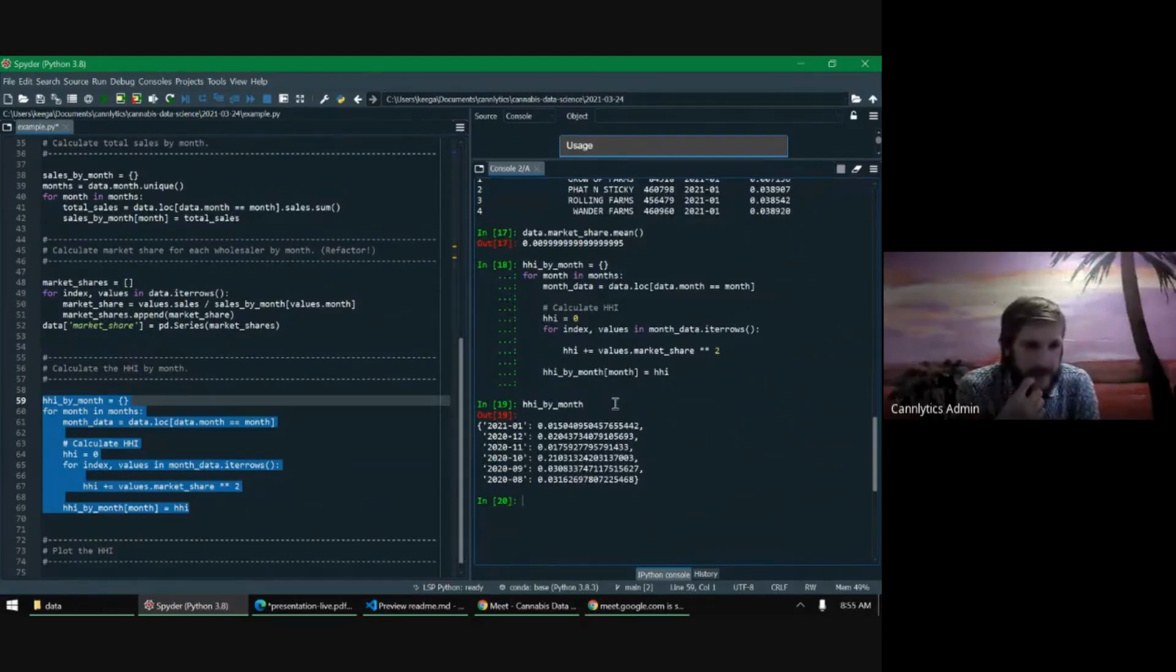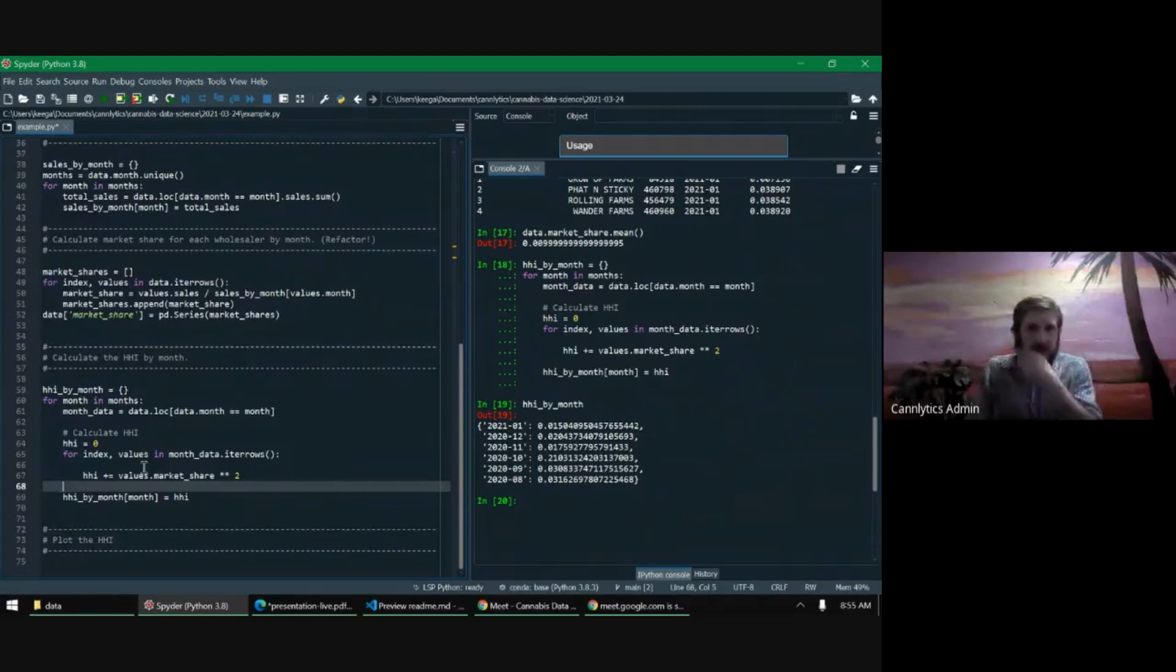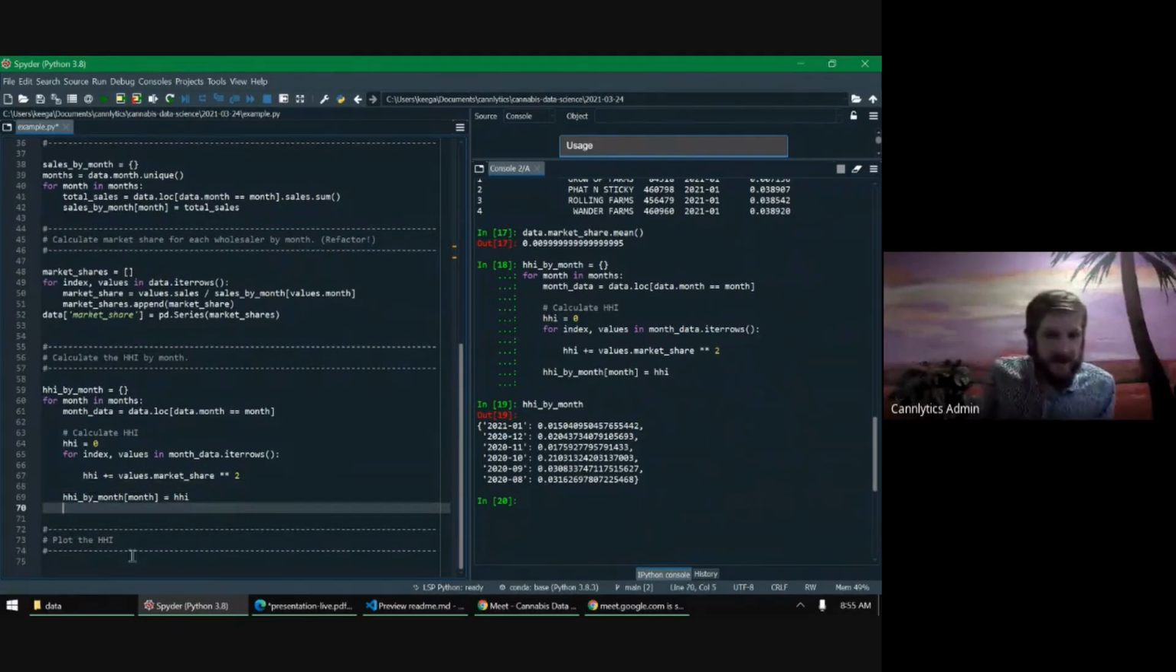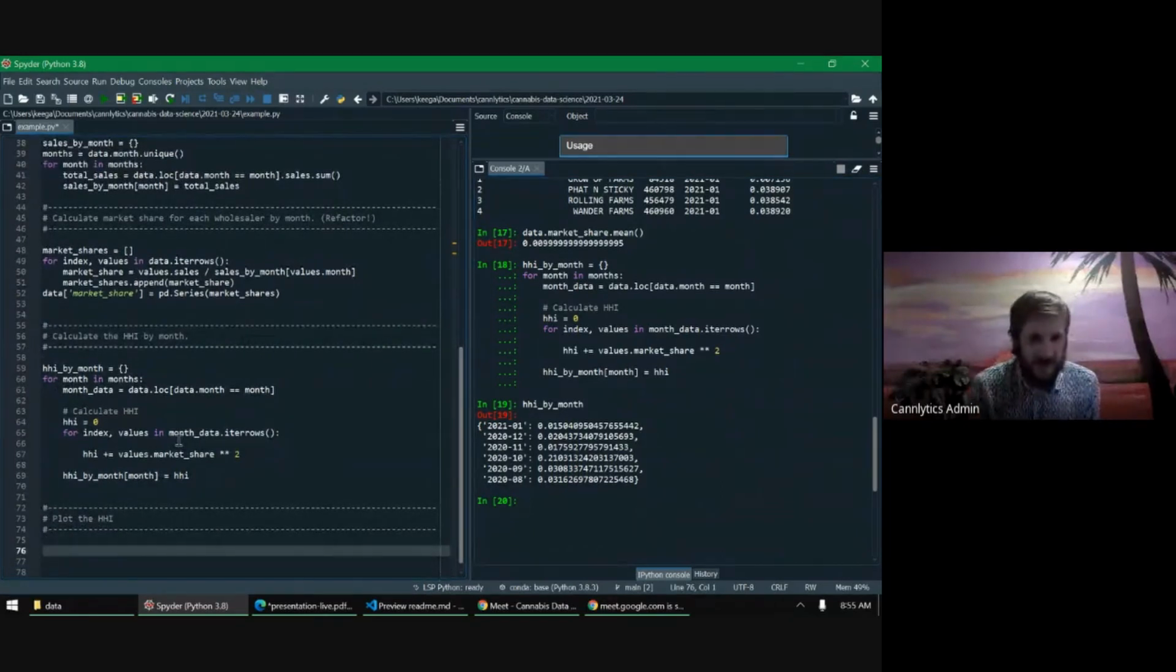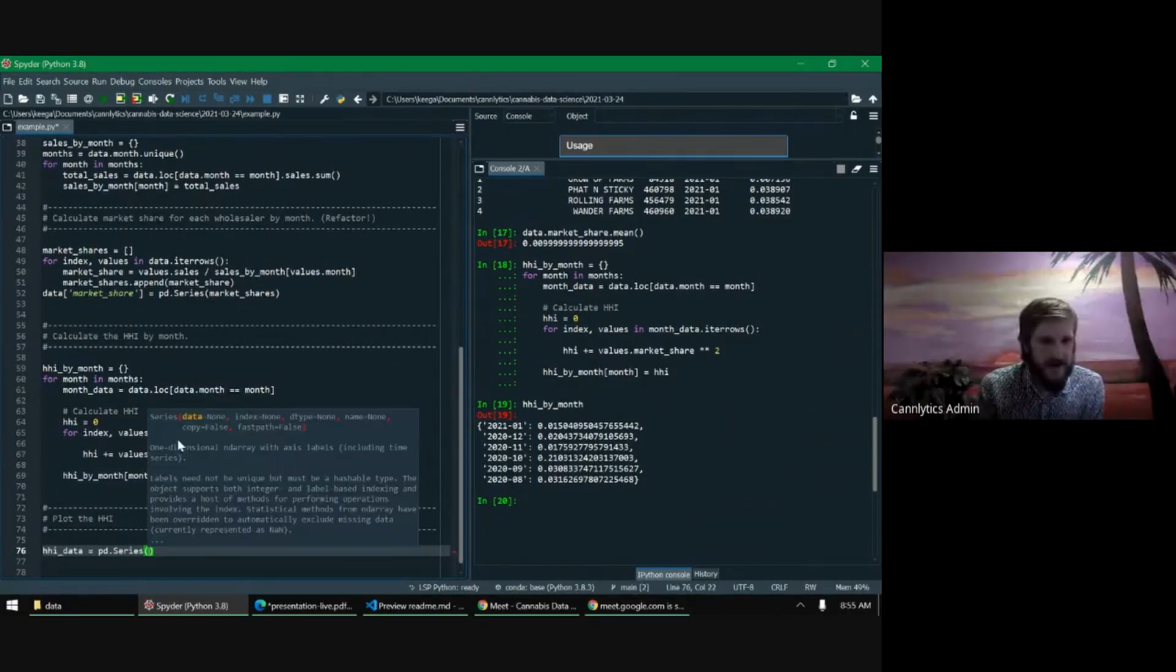So we now have a Herfindahl-Hirschman index, and let's go ahead and see if we can plot this real quick in the last 5 minutes, because that's not doing us any good right there. So let's see if we can create a series out of this somehow.